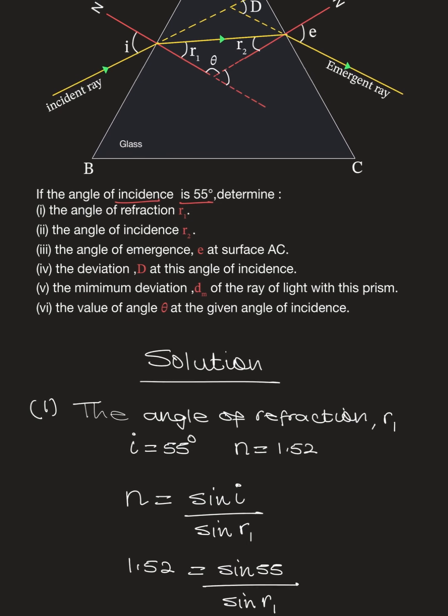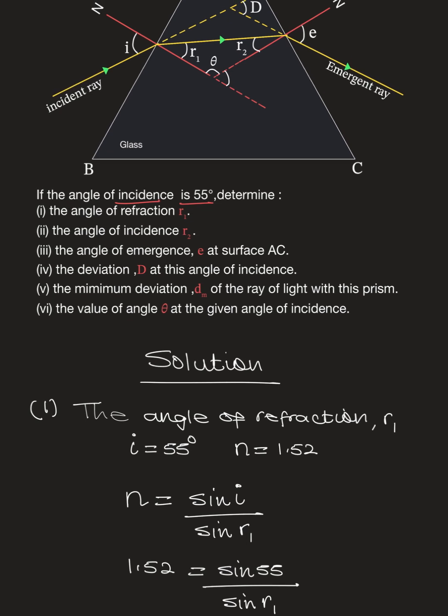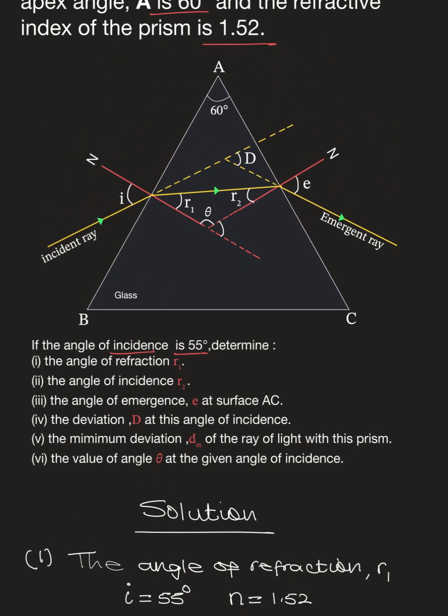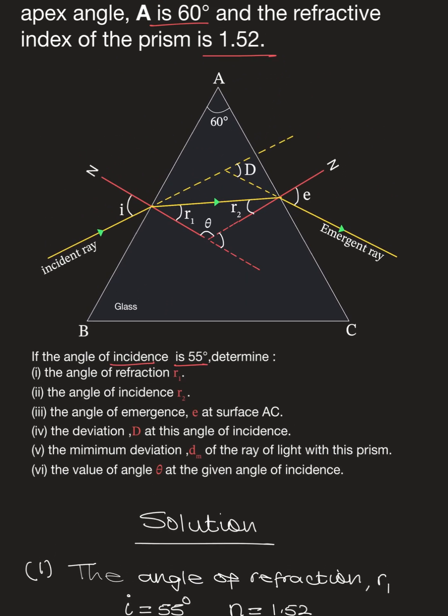Moving on to question 2, we want to find the angle of incidence R2. What we have to understand is that the relationship between R1 and R2 is that the sum must be equal to the angle of the prism.